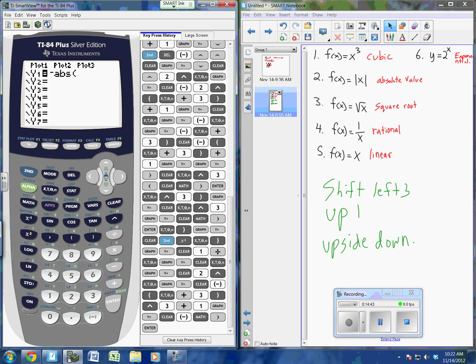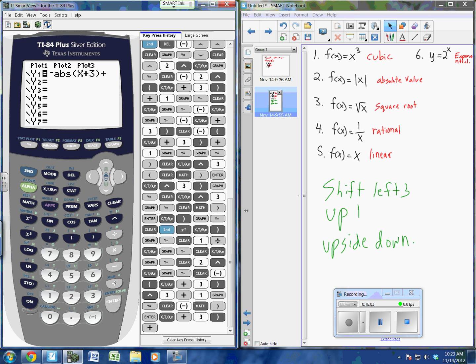And then I put in, to shift it left 3, what do I do, everybody? X plus 3. I want everybody doing this at the same time as me. So everybody get out your calculator and do it at the same time as me. Whether you've done it or not already. I want everybody. Anthony, you need a calculator. I have a calculator. Then get it out and start doing this. And then to move it up 1, you add 1. So negative absolute value of x plus 3, add 1. Moves it up 1. So that's how we put that one in.